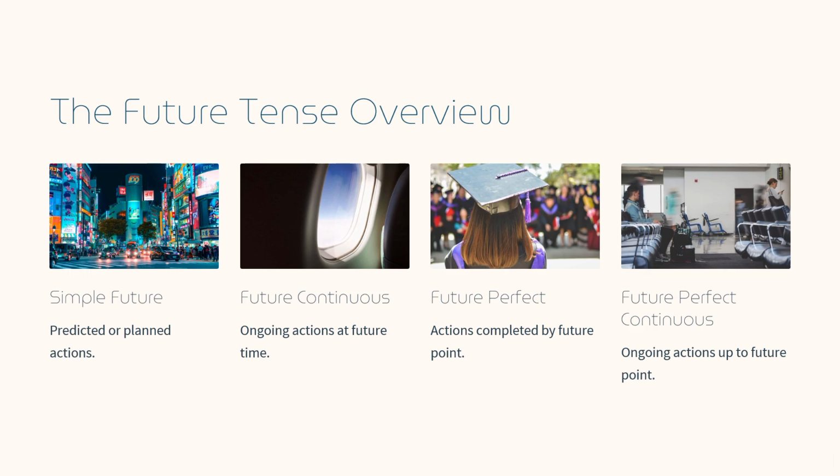Then you have the future perfect, and these include actions completed by future points. So, for example, by the end of this year, I will have completed my degree. Okay. And then lastly, you have the future perfect continuous, which are ongoing actions up to a future point. So by the time she arrives, I will have been waiting for 2 hours, right? And each one has a role in conveying different levels of certainty and duration.